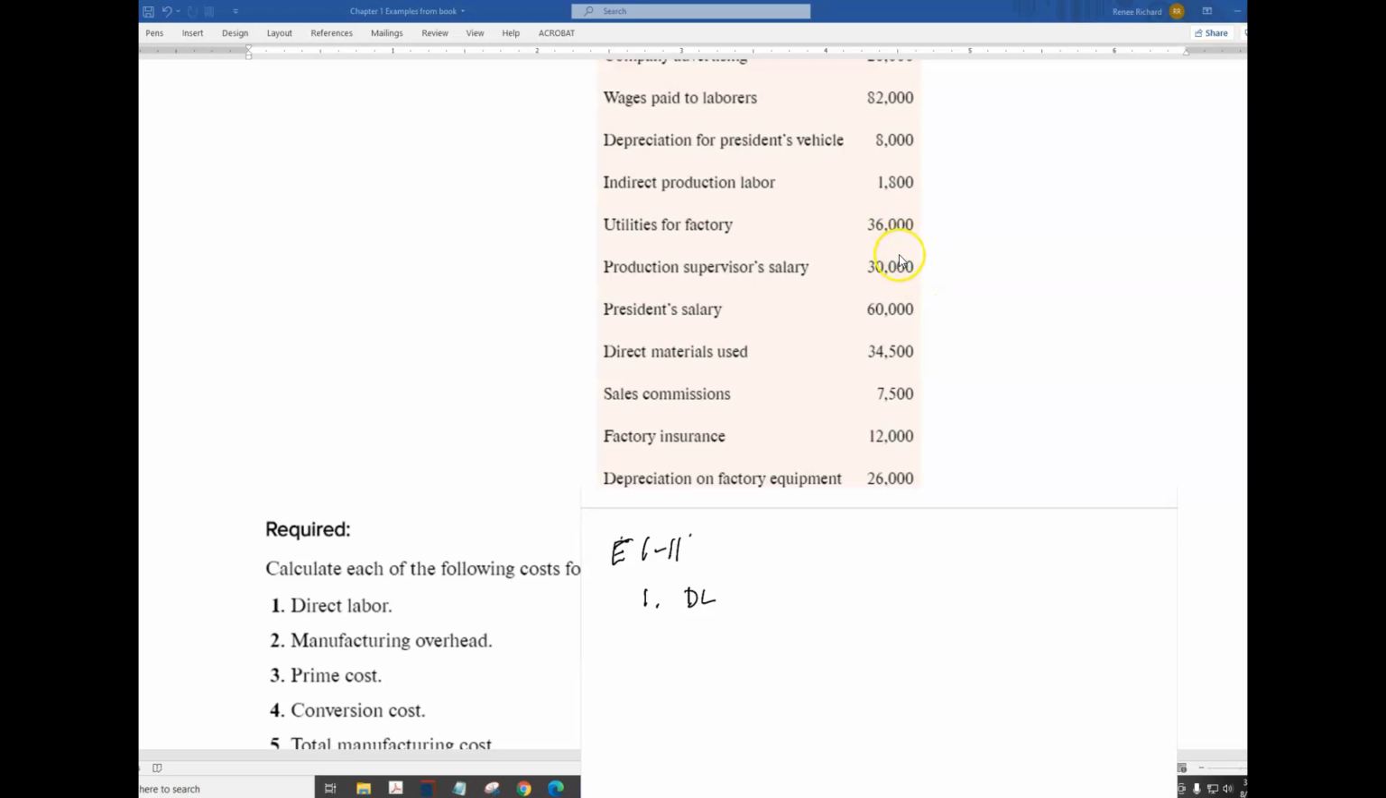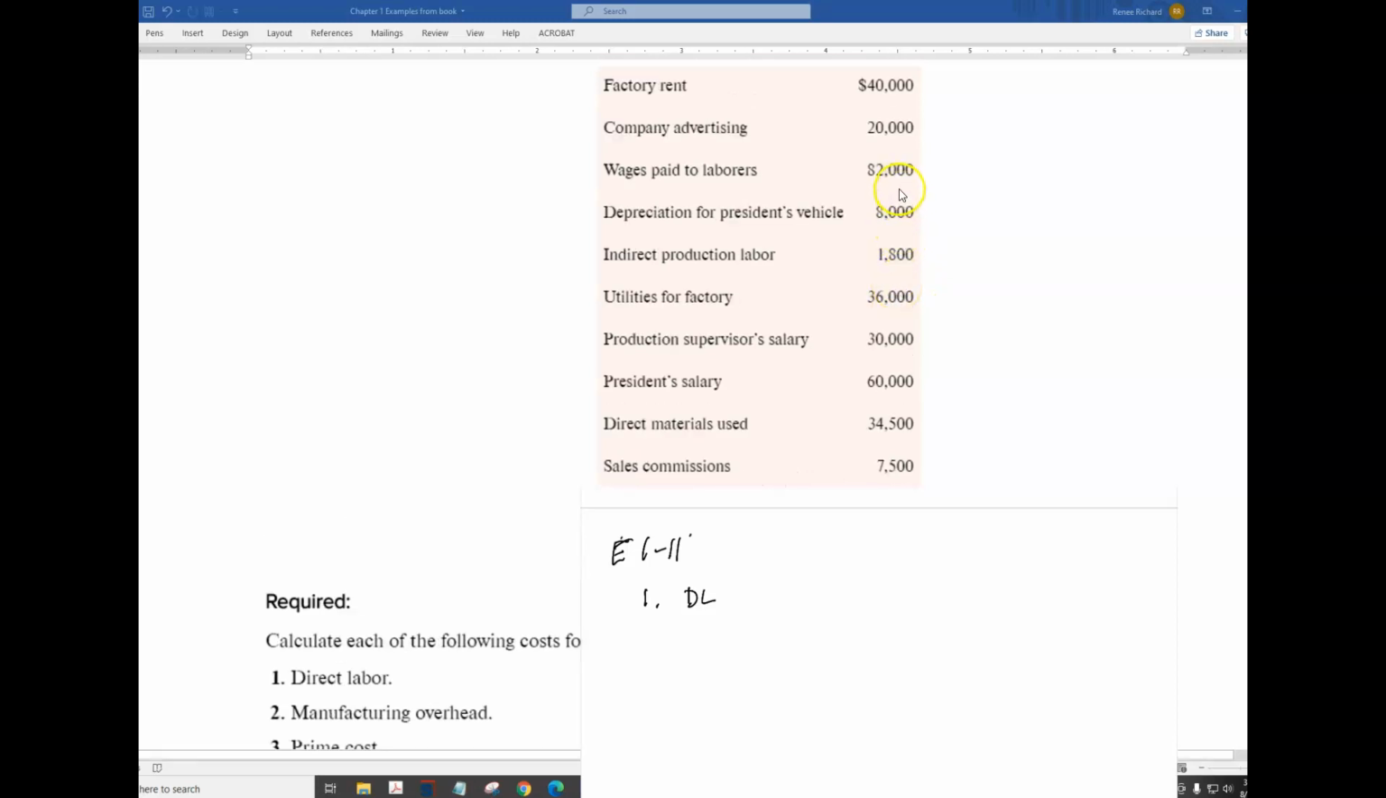If we go through our list, and you can read through these on your own, but I'm just going to talk you through them. The wages paid to laborers, so that would be our direct labor. Let's just go through the list first, and then we can just add stuff up. So factory rent would be manufacturing overhead. Company advertising would be a period cost. Wages paid to laborers would be direct labor. Depreciation for the president's vehicle would be a period cost. Indirect production labor would be manufacturing overhead because it's not direct labor, it's indirect labor. Utilities for the factory, manufacturing overhead. The production supervisor's salary, manufacturing overhead. The president of the company's salary, that would be a period cost. Direct materials used, that would be direct materials.